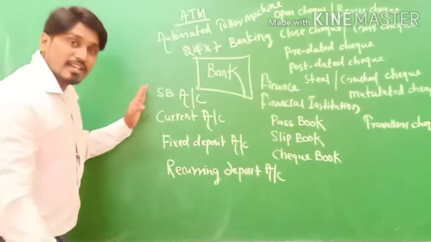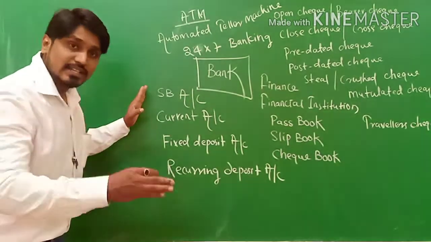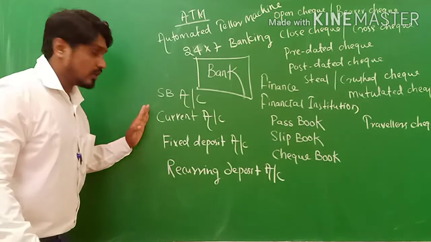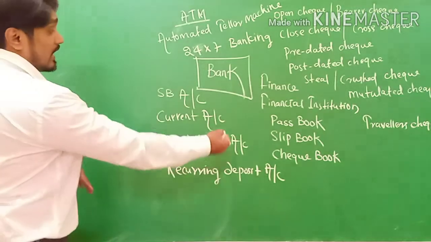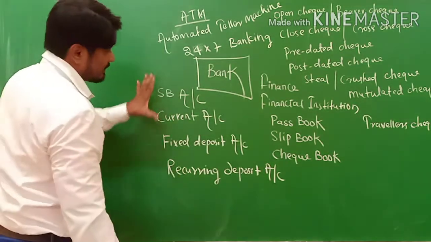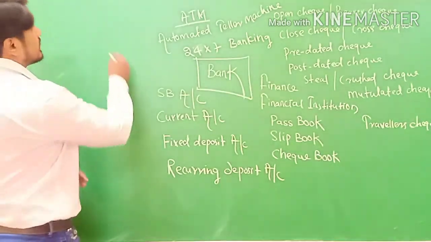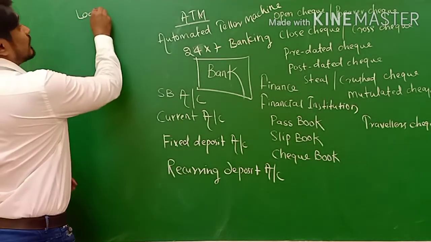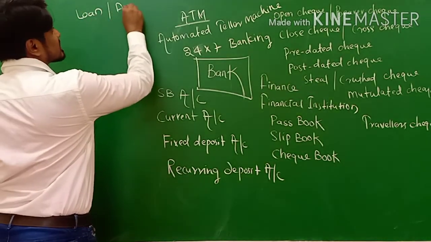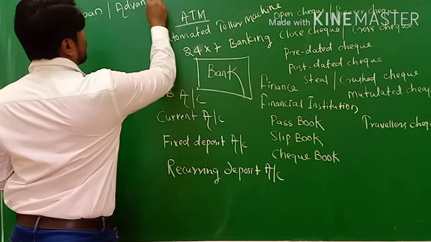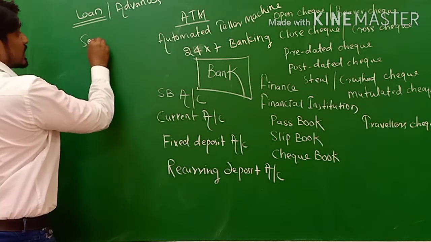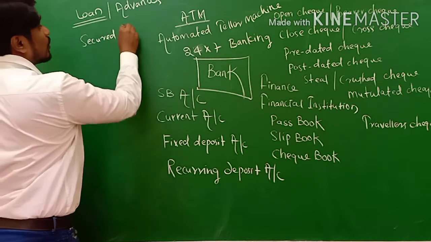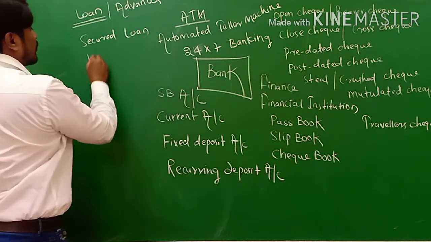See, savings bank account holders are the customers of a bank, as are current account holders, fixed deposit account holders and recurring deposit account holders. Then after becoming a customer, they take a loan. We have loans or advances. If I talk about loans, there are two types of loan: secured loan and unsecured loan.